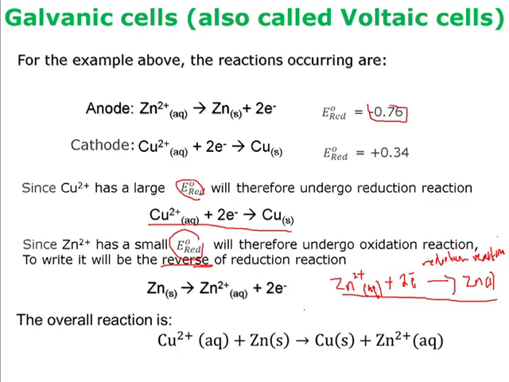So in oxidation, what we have is zinc solid giving us zinc 2+ plus 2 electrons as our oxidation reaction. So it is quite simple. There are two things or two parameters that you need to check.